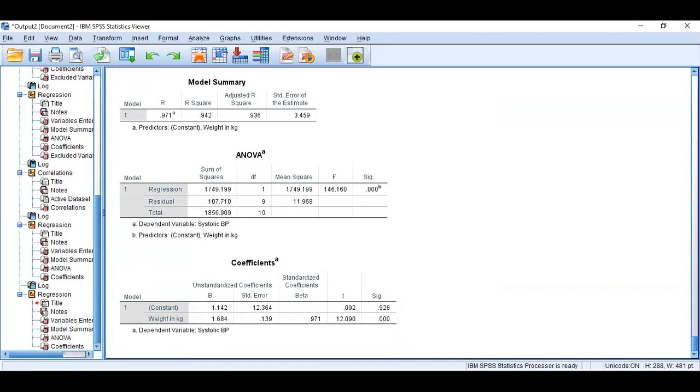Can you see? It's 94, the same thing. But if you now look at the significance, the constant is not significant. The constant is no more significant here. Can you see now? Okay, so now let's combine the two.